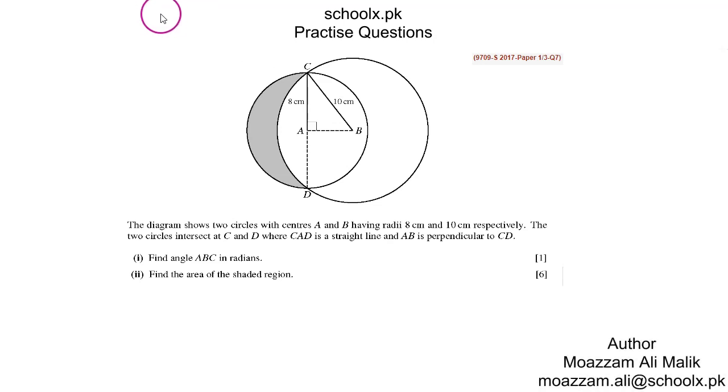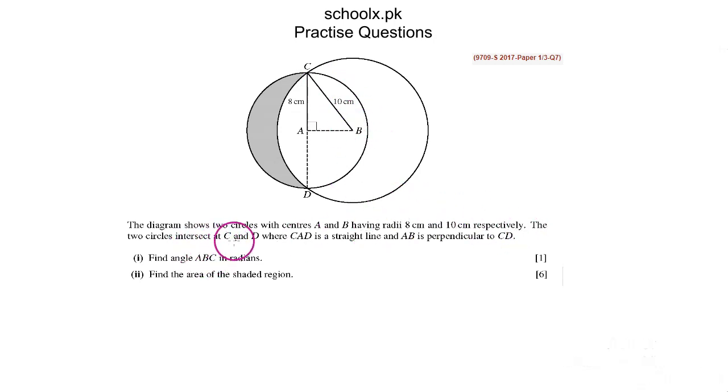Alright, so in this question it says the diagram shows two circles with centers A and B having radii 8 cm and 10 cm respectively. The 8 cm radius is the smaller circle and the 10 cm radius is the larger circle. The two circles intersect at C and D, where CAD is a straight line and AB is perpendicular to CD, right? The first part: find angle ABC in radians.